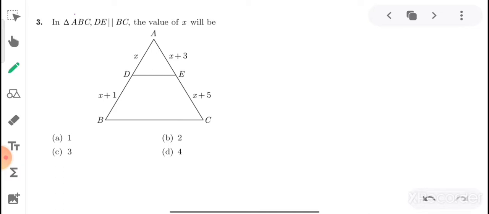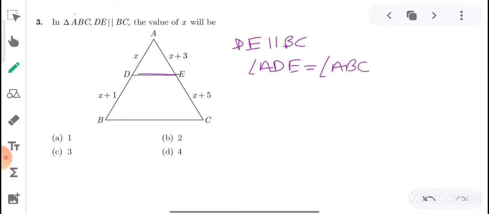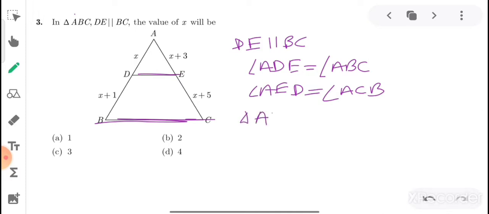This is a triangle ABC. Here DE is parallel with BC. We have to calculate the value of x. DE parallel BC. Hence angle ADE and angle ABC will be equal, as DE parallel BC, they are similar angles, and AED is equal to ACB also. Also AED and ACB are similar angles with each other. Hence we can say triangle AED and triangle ABC are similar.